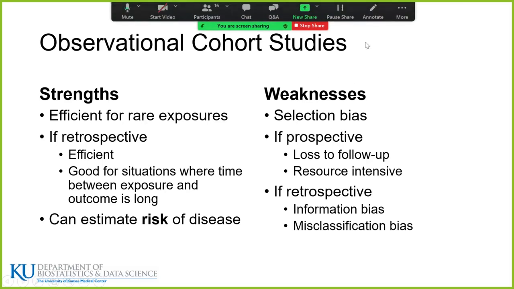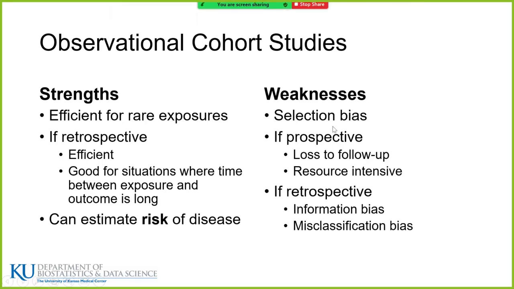Observational cohort studies have, again, selection bias issues, loss to follow-up issues if they're prospective, and information bias or misclassification bias if they're retrospective. Those two types of bias have to do with the errors in our measurement of the treatment that they receive and of their outcome.